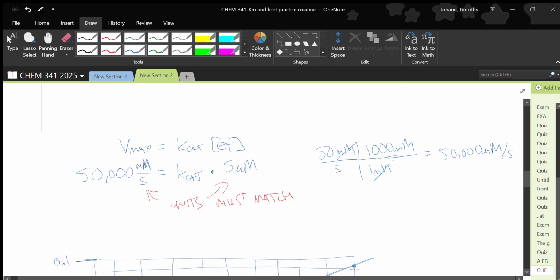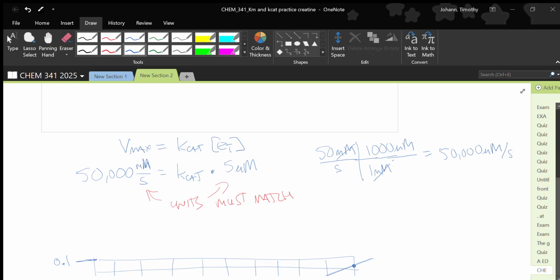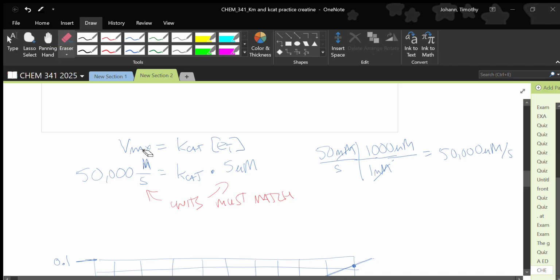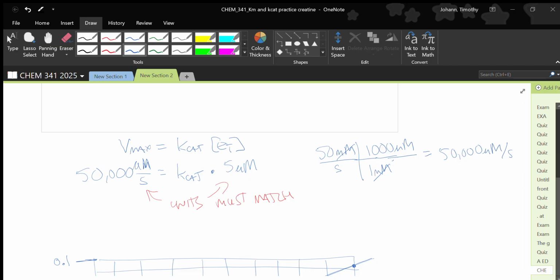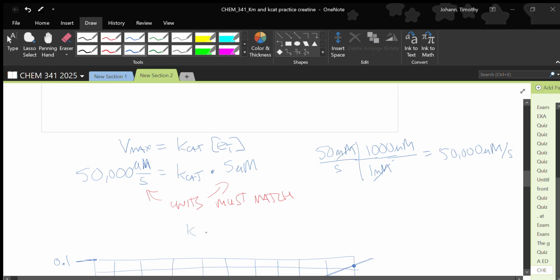Divide it by 5, right, to get 5 micromolar from both sides. Let's make this really clear that I made this into a micromolar. Okay, 50,000 divided by 5, I'm going to end up with 10,000. Kcat is equal to 10,000 per second. My micromolar cancels with micromolar, right?